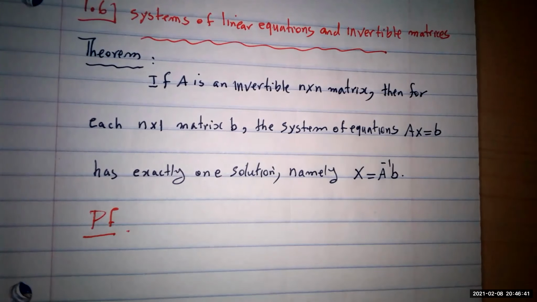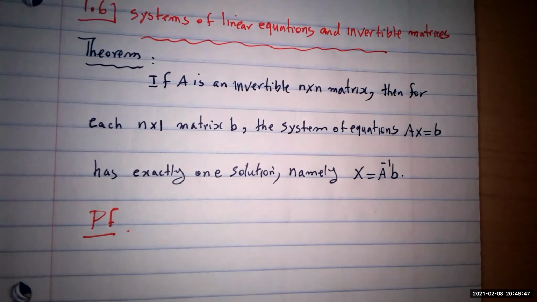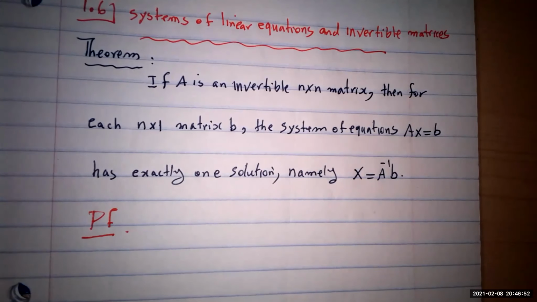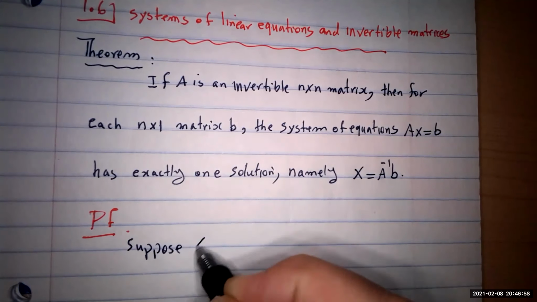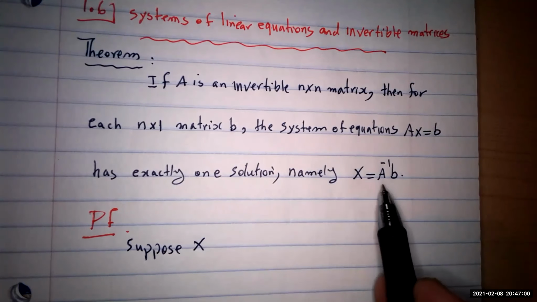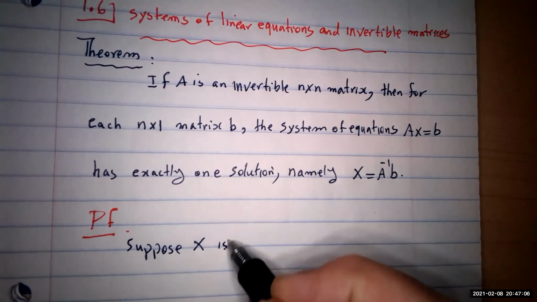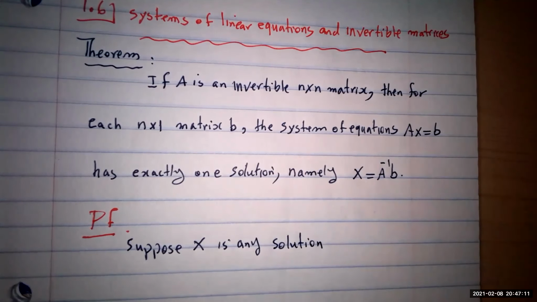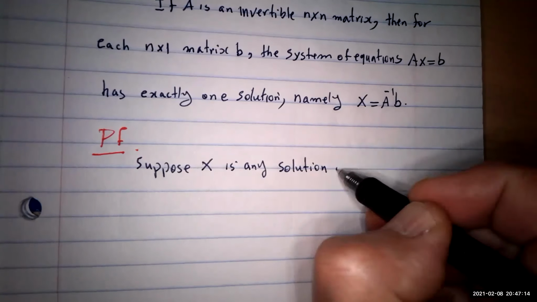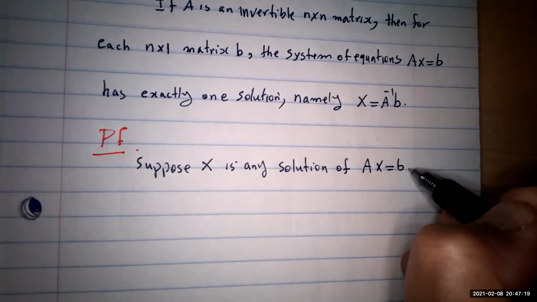The proof is going to be, if this B and the invertible matrix A are given to you, then you can check this one. Suppose you have a solution. We want to show that the solution must be of this form. So suppose X is any solution of this system AX = B.